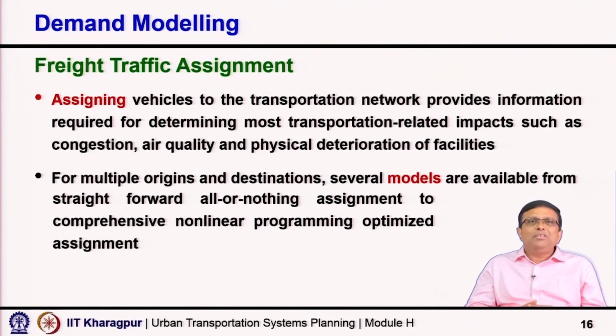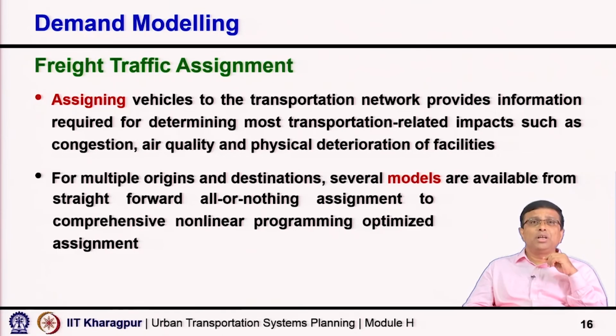Now, coming to the assignment. Assigning vehicles to the transportation networks provides information required for determining most transportation-related impacts, such as the impact in terms of congestion, in terms of air quality, in terms of physical deterioration of facilities, because in most cases in urban areas congestion is a serious problem. Air quality is a big issue. I have mentioned it right in the beginning of my course. Also, when I started talking about goods transportation, there itself I mentioned it.